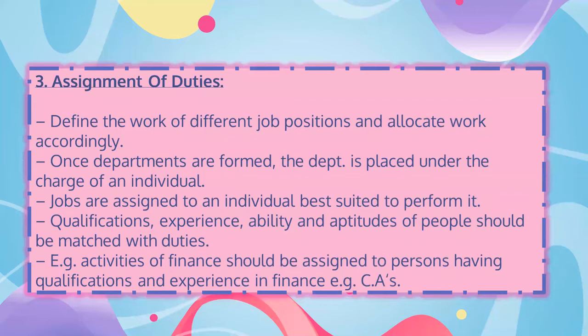Now once we have identified and divided, then we have departmentalized the work, and now we have to assign the duties. So according to each department, the work and each job position, the work must be divided among the individuals. So over here, qualifications, experience, ability and aptitude of the people should be matched with the duties. Okay, so for example, activities of finance should be assigned to a person having qualification and experience in finance. So he can be a CA, he can be an MBA.